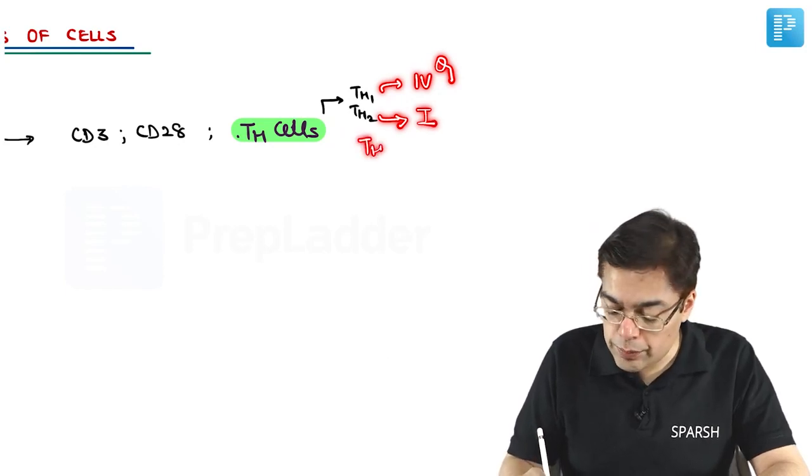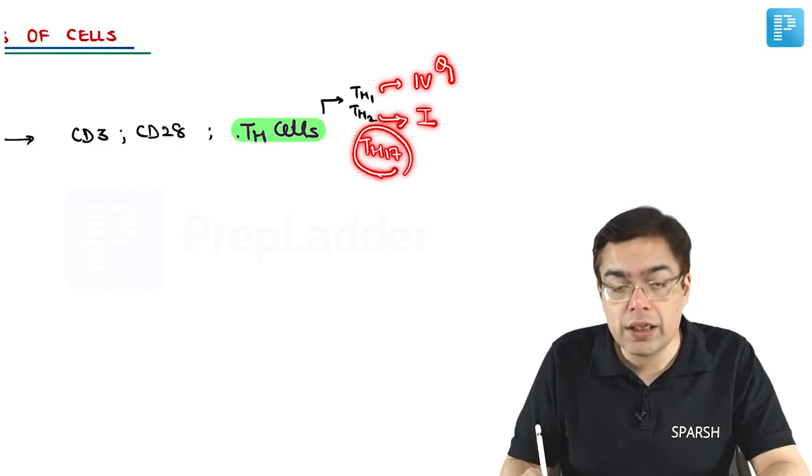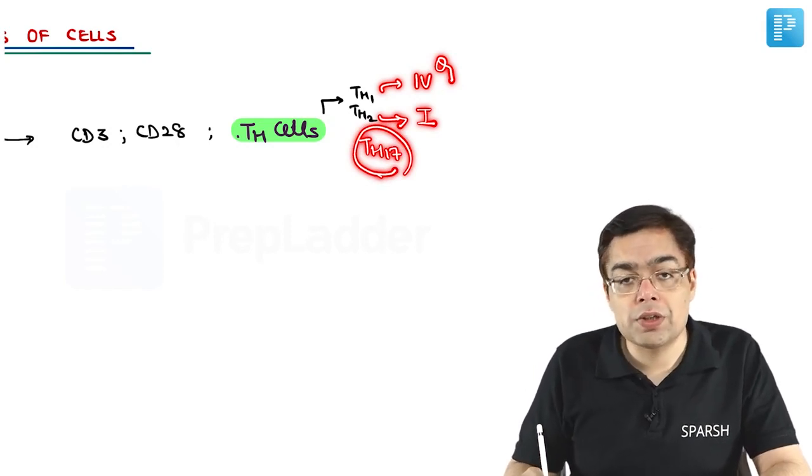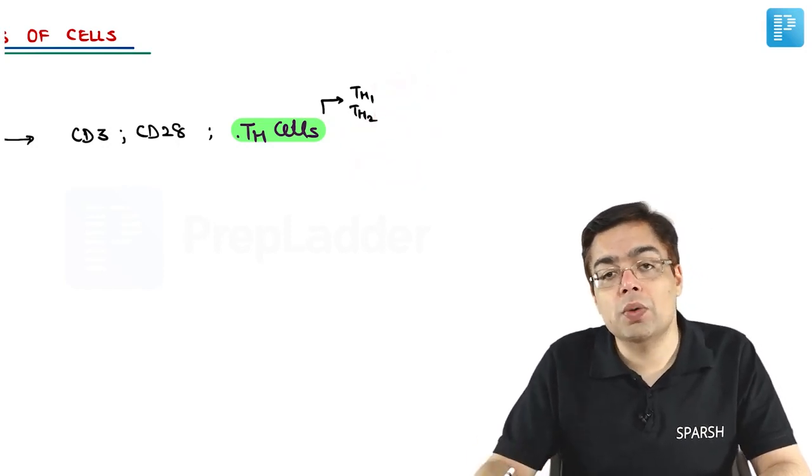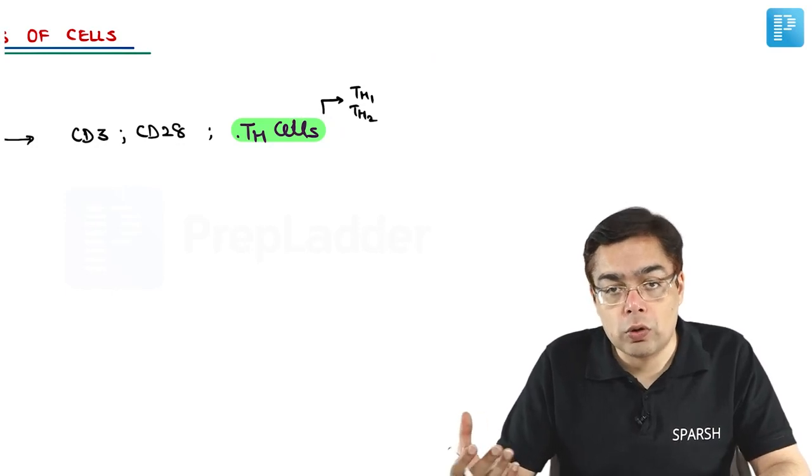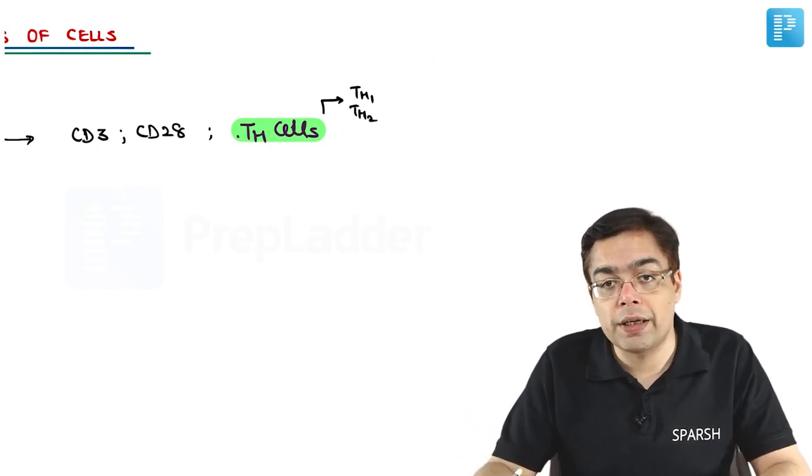And we have a special subtype of helper T cell that is given the name of TH17, responsible for the secretion of interleukin 17, as well as contributing to development of cold abscess and pretty important for fighting out fungal infections and certain autoimmune disorders.